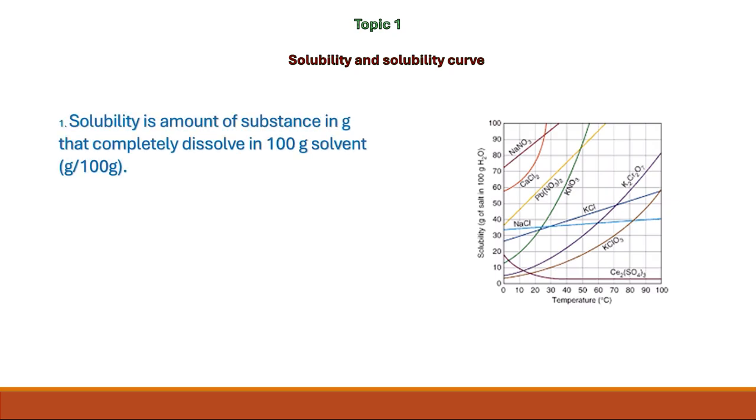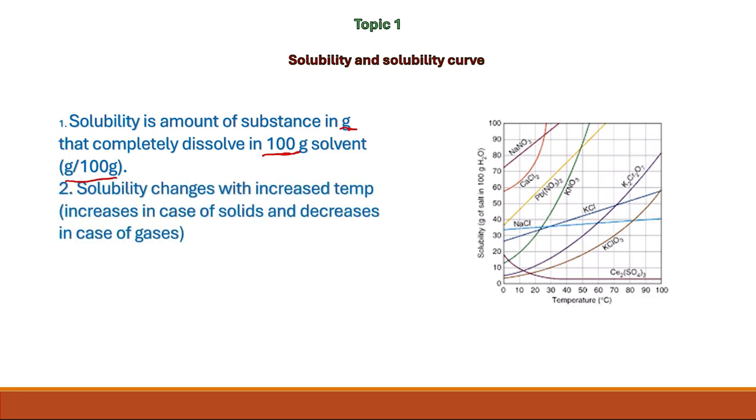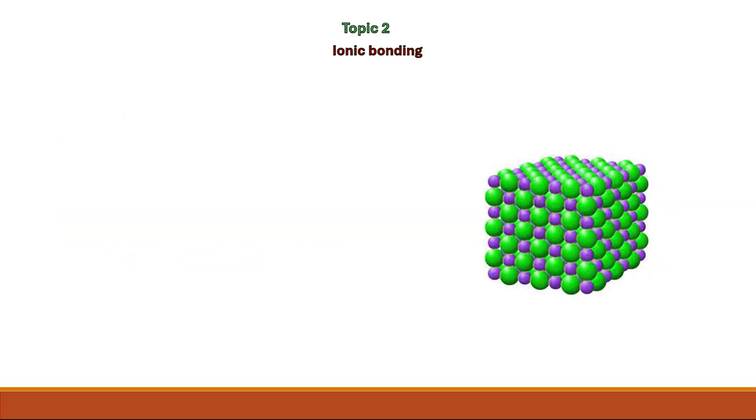Remember that solubility is the amount of substance in grams that completely dissolves in 100 grams of a solvent. So it's grams per 100 grams. Solubility changes with increased temperature. It could increase or decrease. And you should be able to interpret data from a solubility curve in your exam.